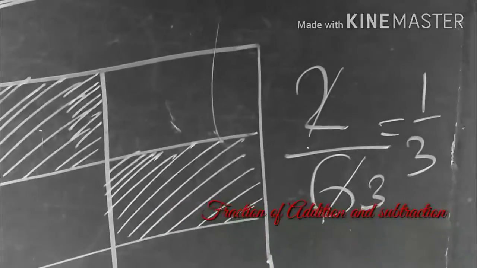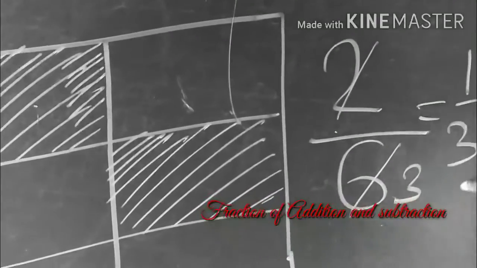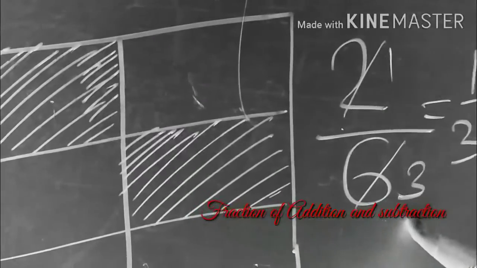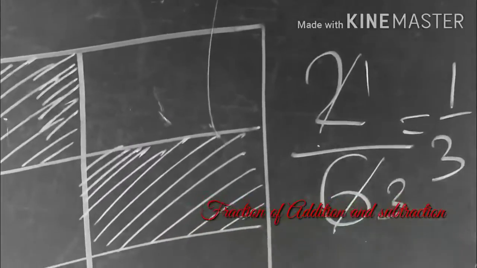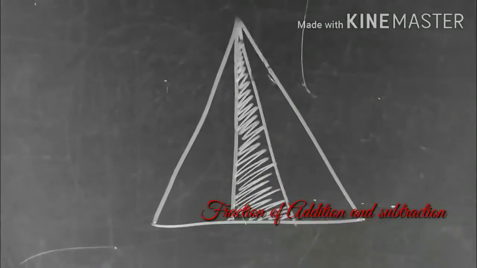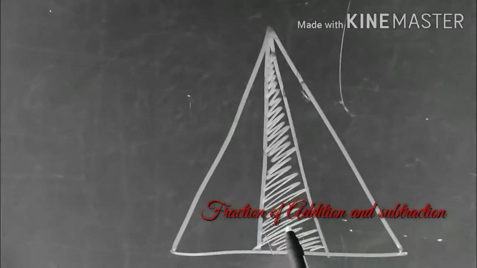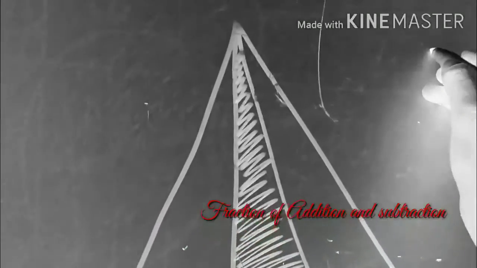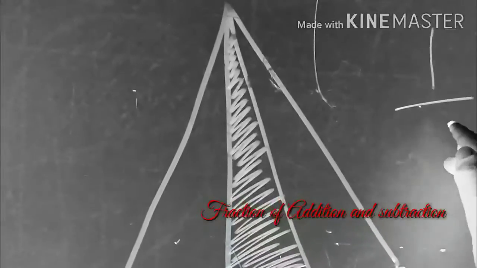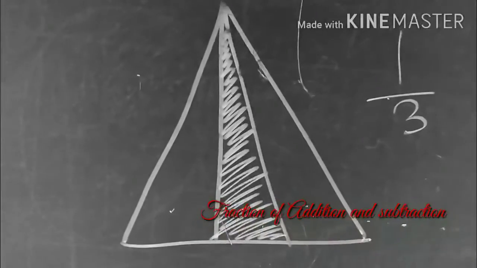So 2 1s are 2 and 2 3s are 6. The common part is 1 by 3. We can also write it as 1 by 3. Look at this triangle. How many parts? 1, 2, 3. Total 3 and colored part is 1. So we can write 1 is the colored part and 3 is the total part. So we can call it 1 by 3.